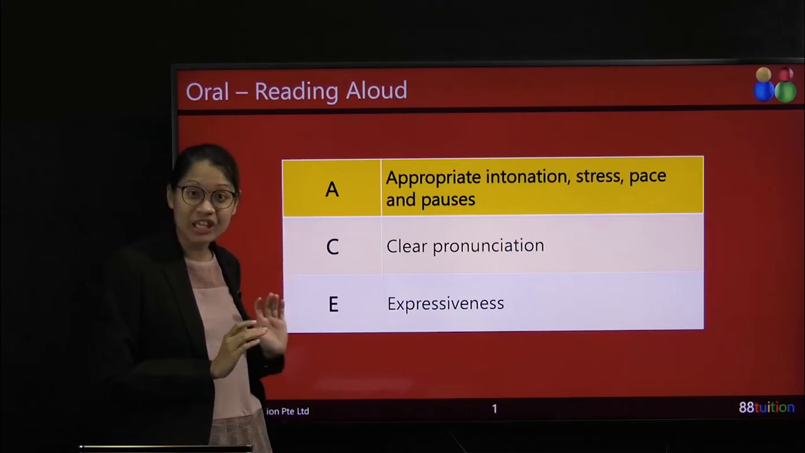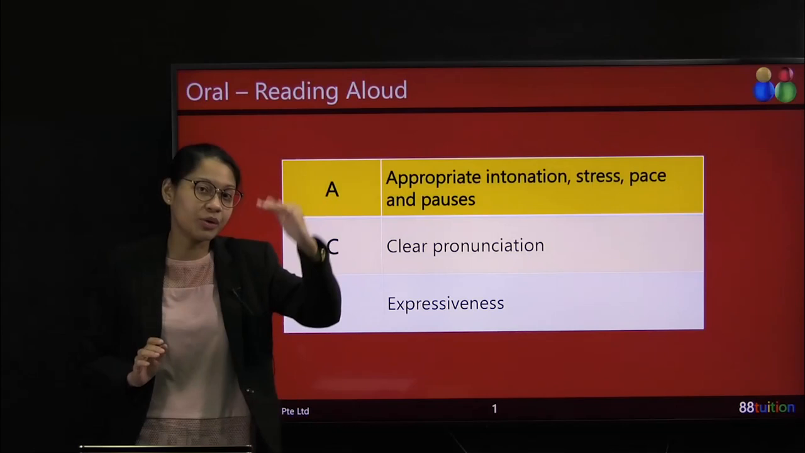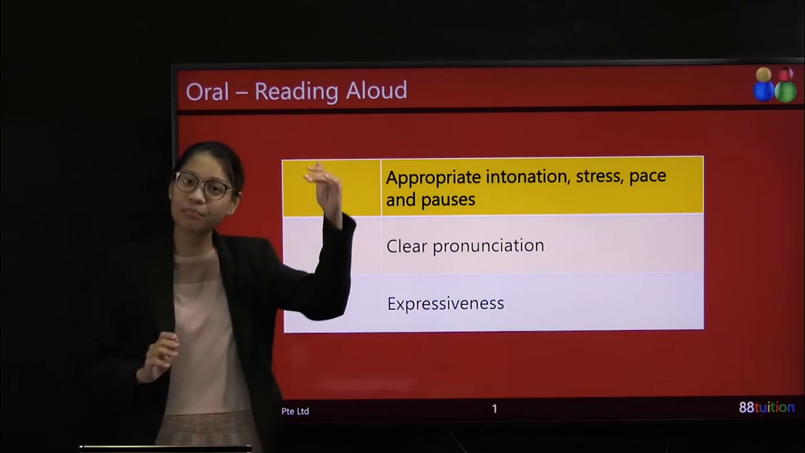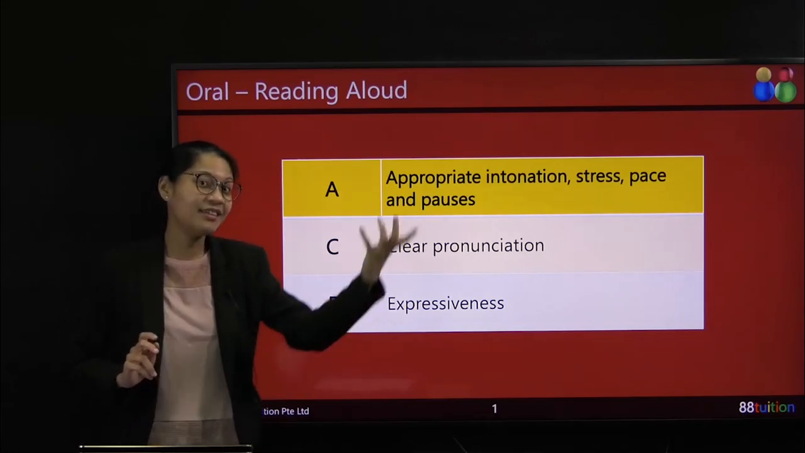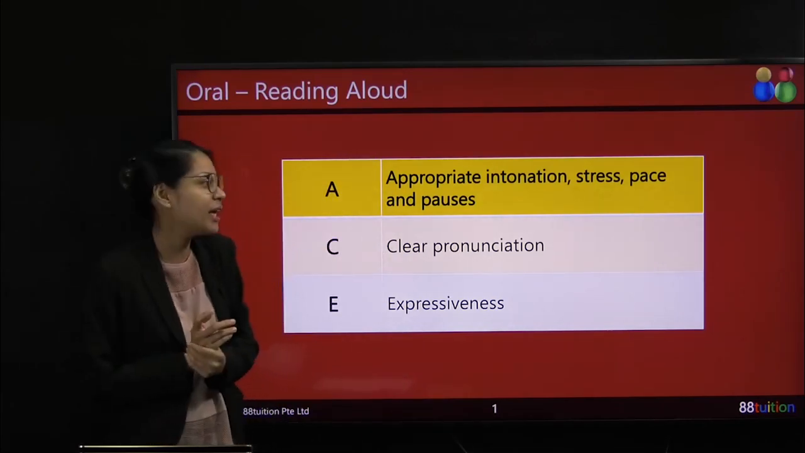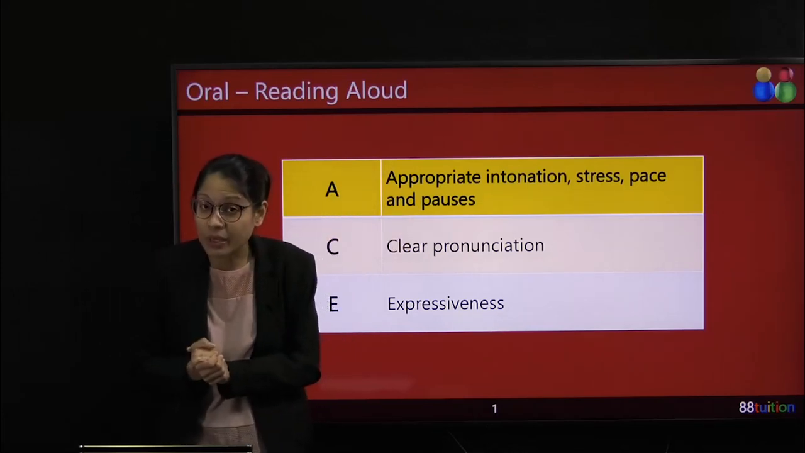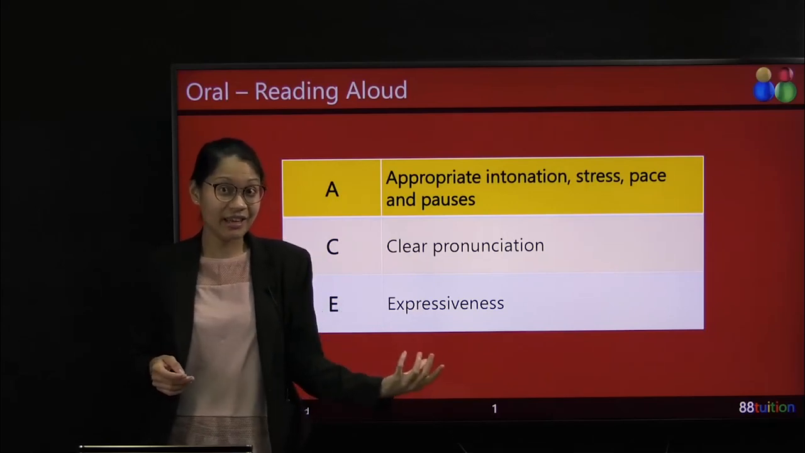Have the acronym ACE, right? We have appropriate intonation, which means the pitch at which you read it, whether it goes up or down. When you ask a question, you should go, "Have you eaten?" Not "Have you eaten." It's a bit different, the way you ask. As well as the stress of the words, "Have you eaten?" So the focus will be on "you" and "eaten."